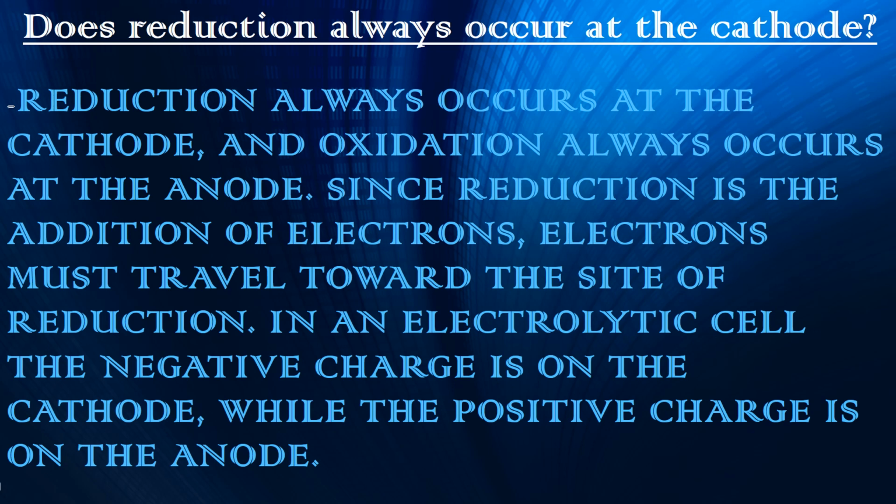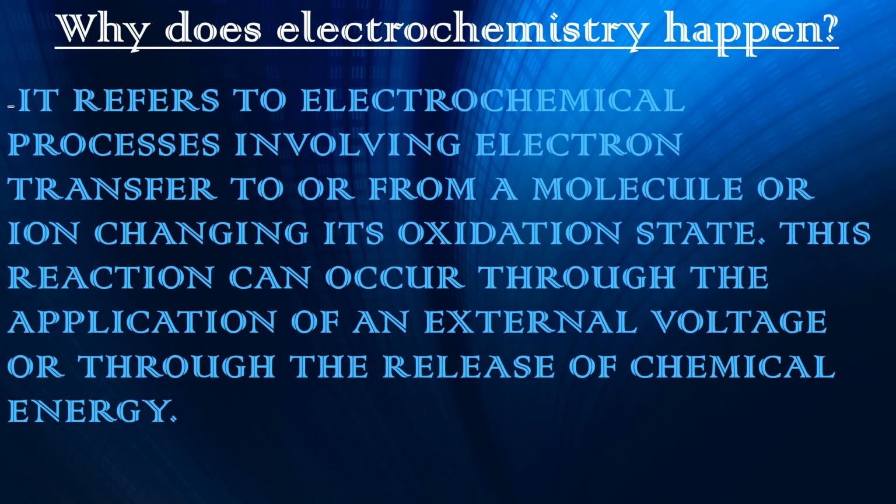Since reduction is the addition of electrons, electrons must travel toward the site of reduction. In an electrolytic cell the negative charge is on the cathode, while the positive charge is on the anode. The 10th question is, why does electrochemistry happen? It refers to electrochemical processes involving electron transfer to or from a molecule or ion changing its oxidation state. This reaction can occur through the application of an external voltage or through the release of chemical energy.